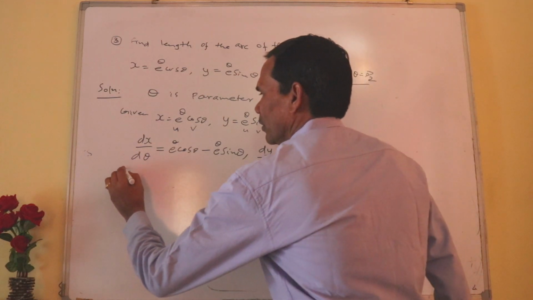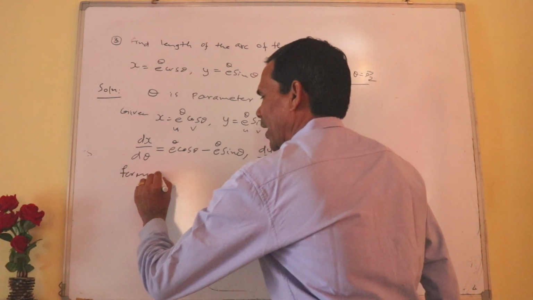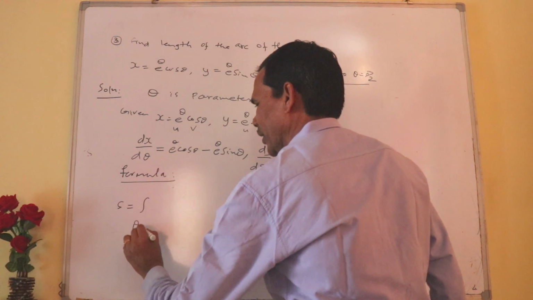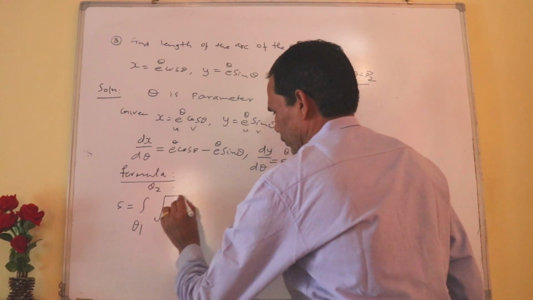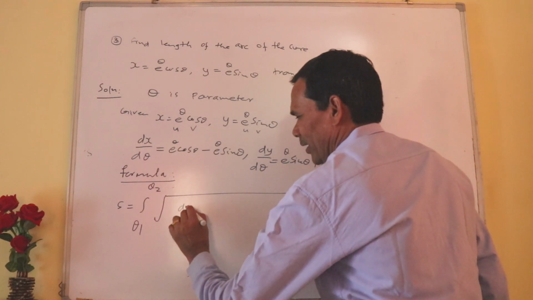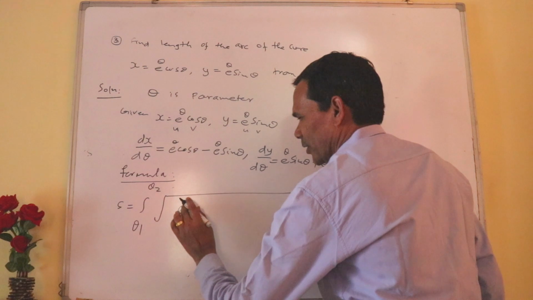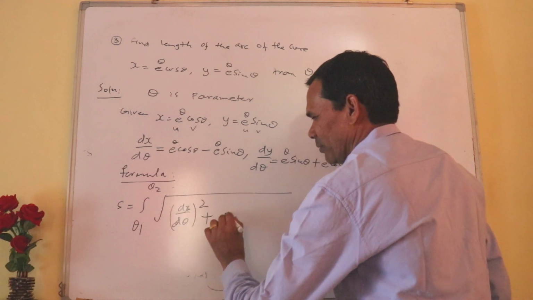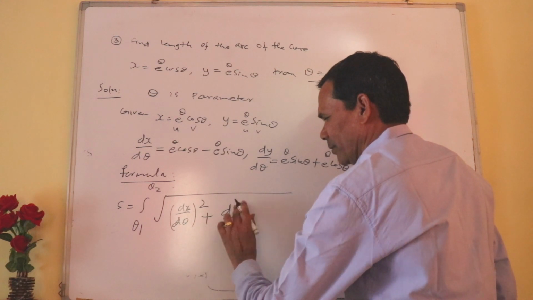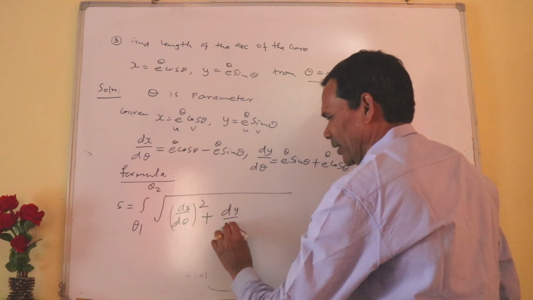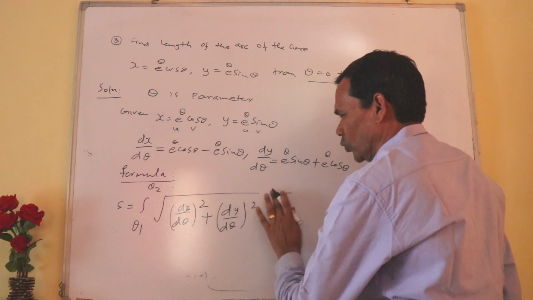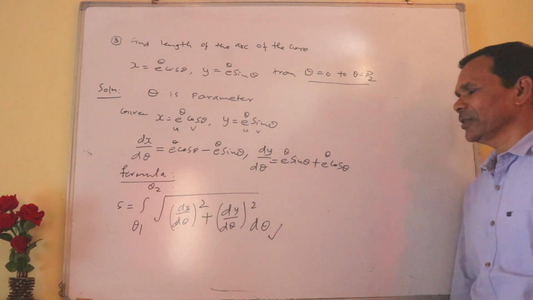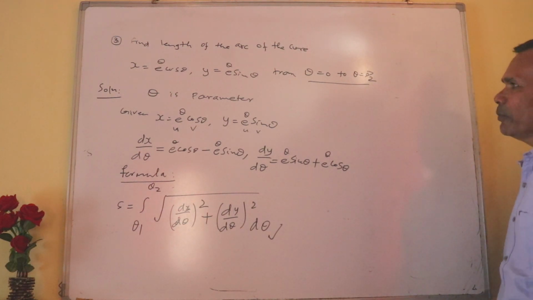So the formula we are using for the parametric curve is s equal to the integral from theta 1 to theta 2 of the root of dx by d theta bracket square plus dy by d theta bracket square into d theta. This formula we are using for the parametric curve. Theta is the parameter. So I put these values here.